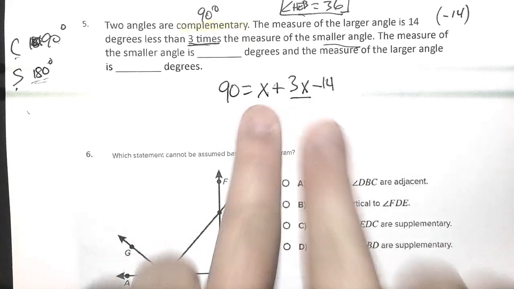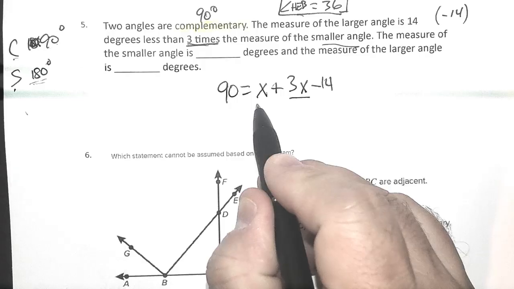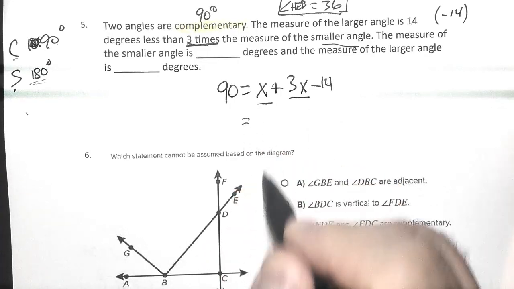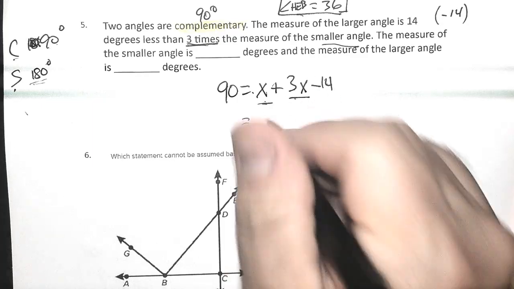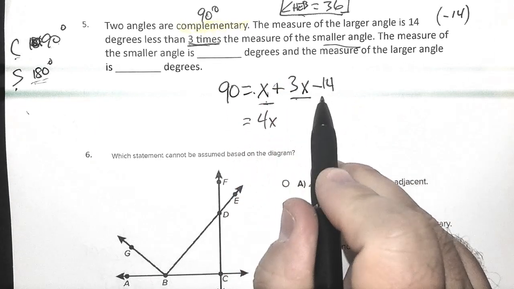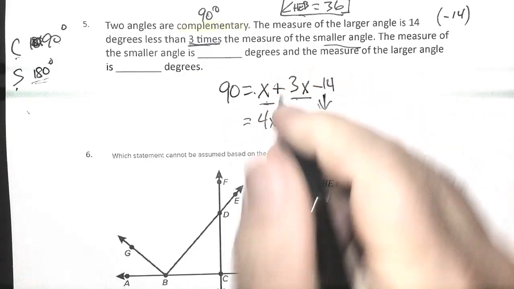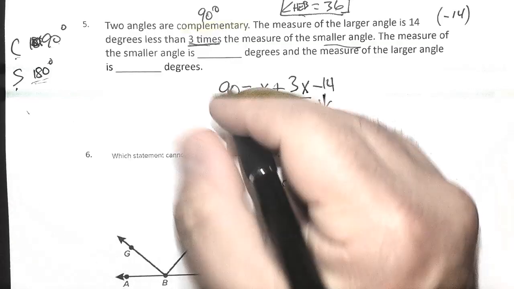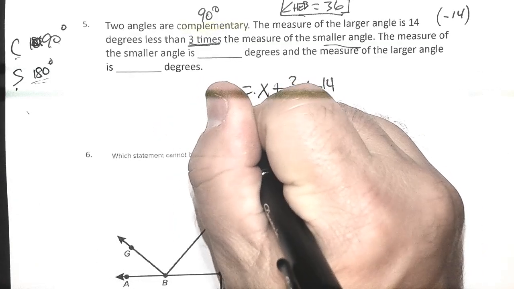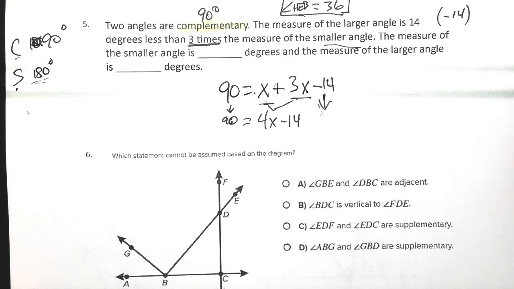The x is an unknown number. That's all we're doing, finding an unknown number. Now here we have an x and an x, two guys each holding an orange. 1 plus 3 is 4x. Negative 14 comes down. The 90 comes down. So now we have 90 equals 4x minus 14.